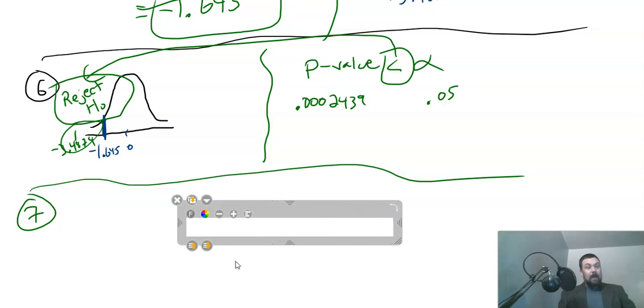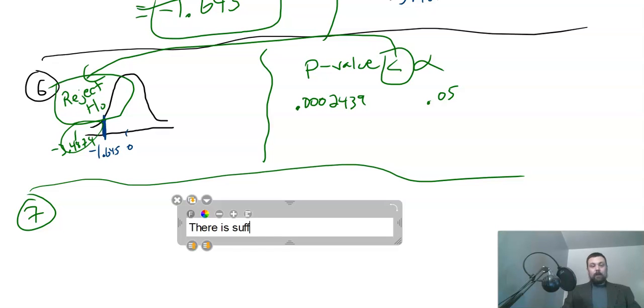Our claim, however, was the alternative hypothesis. So if we reject the null, we are accepting the alternative as a true statement. Our claim is the alternative hypothesis. So if we accept the alternative as a true statement, we are accepting the claim as a true statement. And so our conclusion should reflect that.